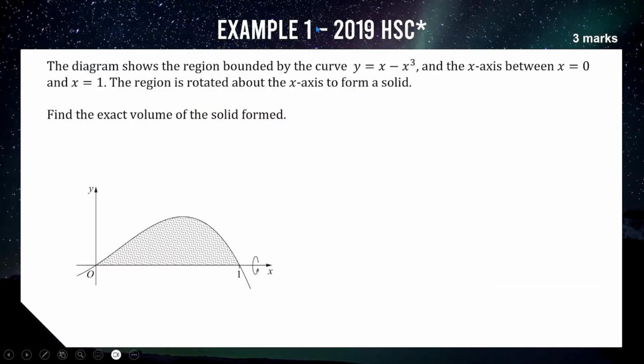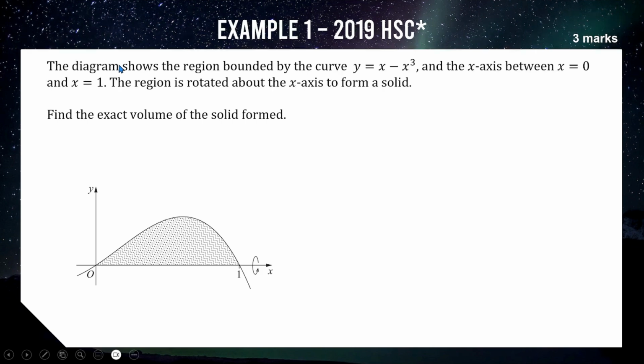This one is from the 2019 HSC. It's from the 2019 HSC Advanced because before 2020, volumes of rotation were in the Advanced course, and now from 2020 onwards, they're Extension 1 content only. So that's why this one is a tiny bit easier.